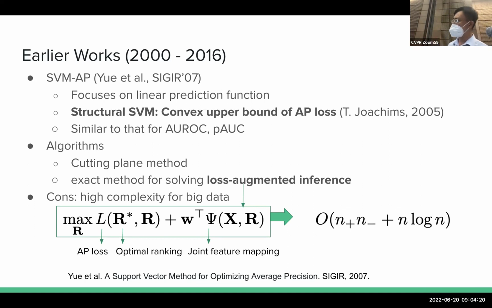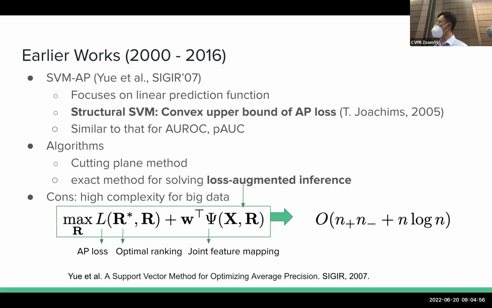Here, the capital L is the AP loss. It measures the loss of the ranking R versus the optimal ranking R star. R star is the optimal ranking induced by the ground truth labels, and L is just the AP loss of the ranking R. The second term, W transpose psi, involves the joint feature mapping. Basically, W transpose psi is the scoring function of the ranking R. So this term measures the consistency between the ranking R and the prediction scores.